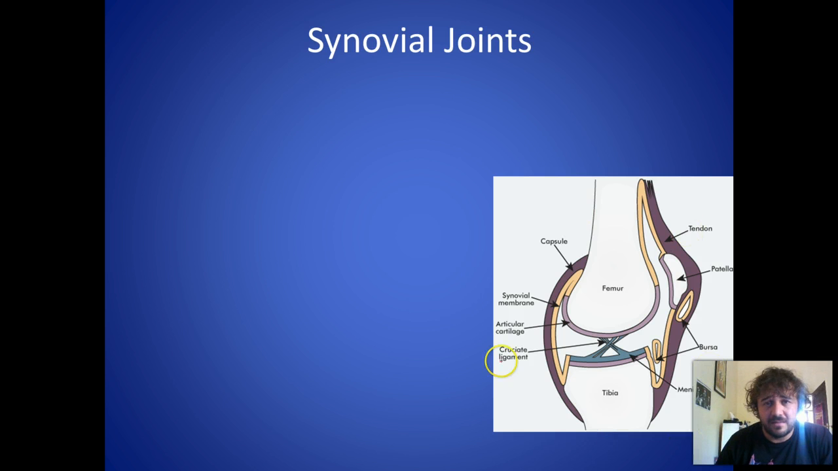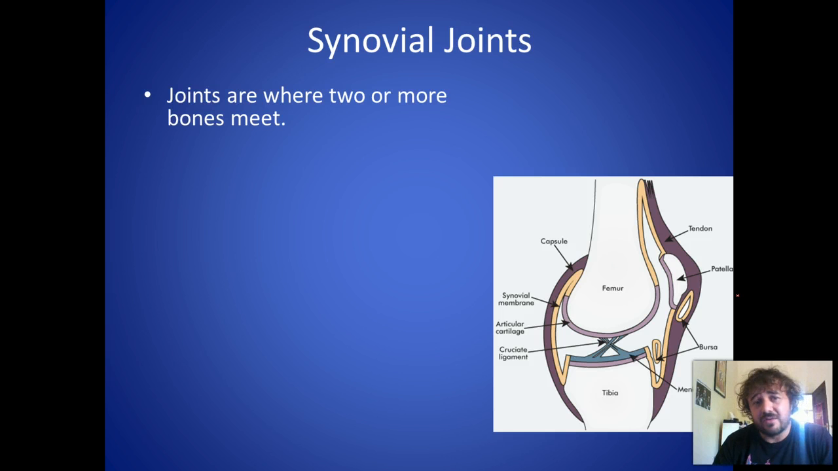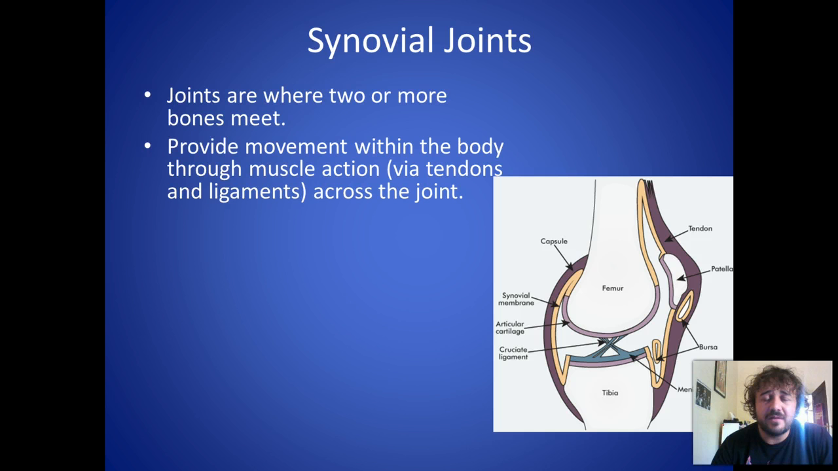Alright, so synovial joints, and here we see one very typically. This is the knee joint. It's where two or more bones meet. Here we see it's five: the patella, the two bursa, the femur and the tibia. The role is to provide movement within the body through muscle action. So it's not just a random floppy movement, it's controlled. This is done by tendons and ligaments across the joint, and we'll get to that in a second.